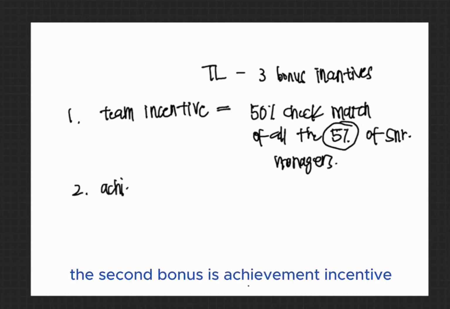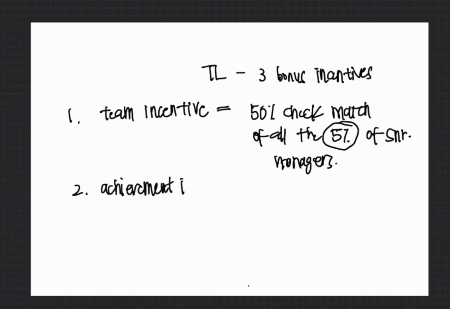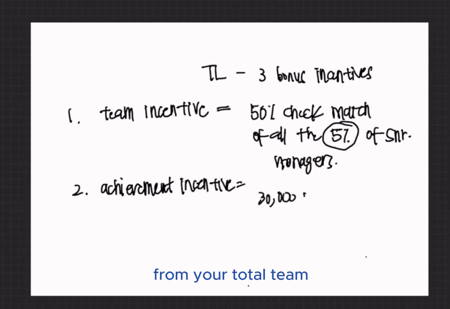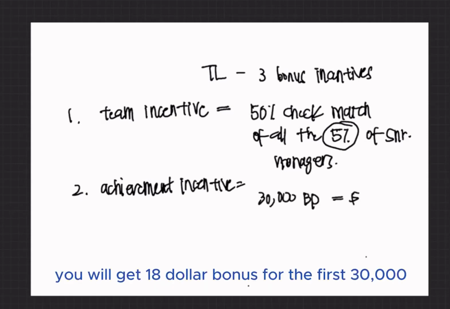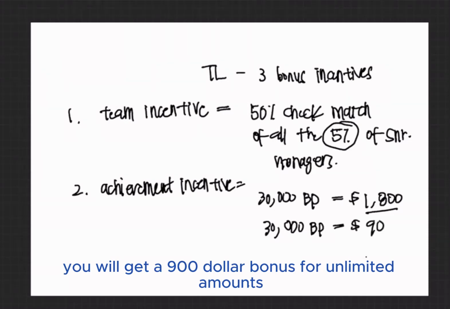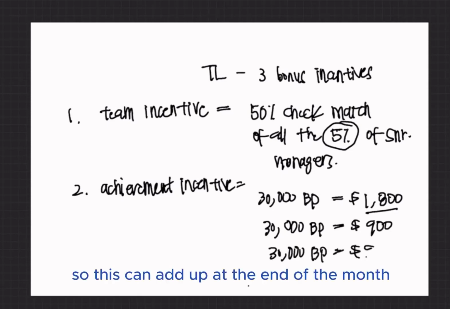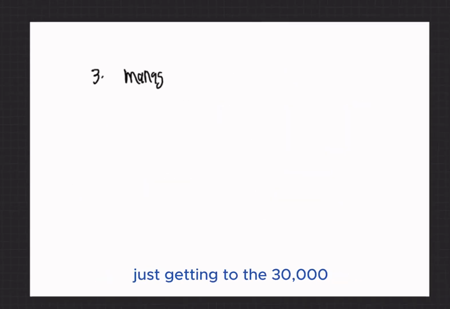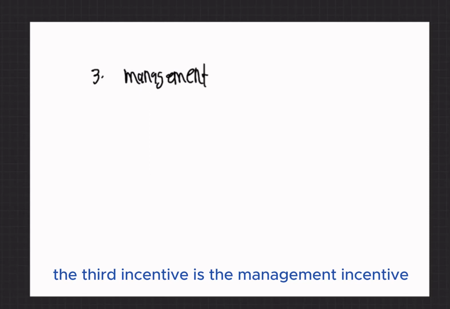The second bonus is achievement incentive. How this works is for every 30,000 BP that you sell in a month from your total team, you will get a $1,800 bonus for the first 30,000. Then for every additional 30,000 BP, you will get a $900 bonus for unlimited amounts. So this can add up. At the end of the month, you definitely want to check your BP to see if you're short, just getting to the 30,000. The third incentive is the management incentive.